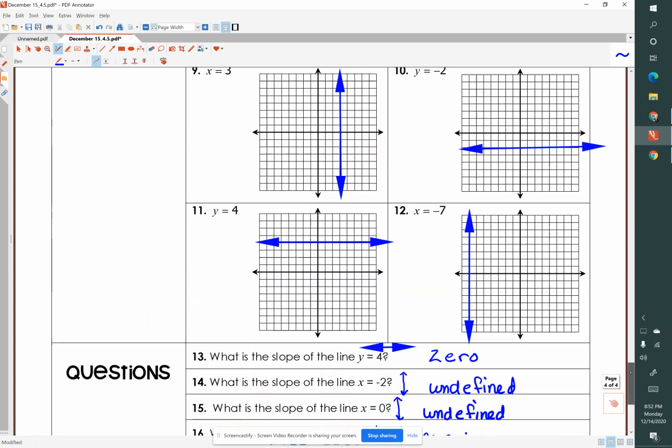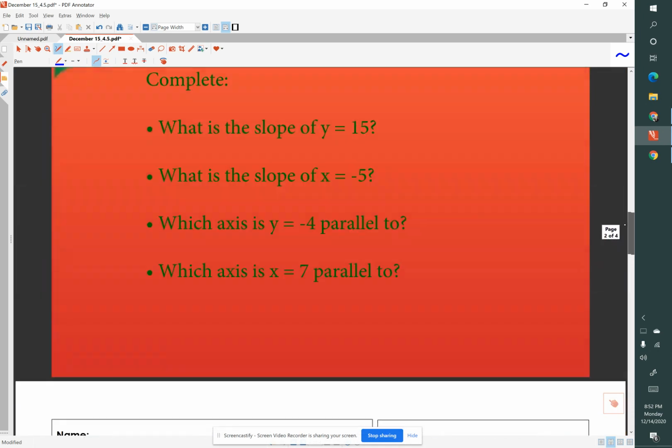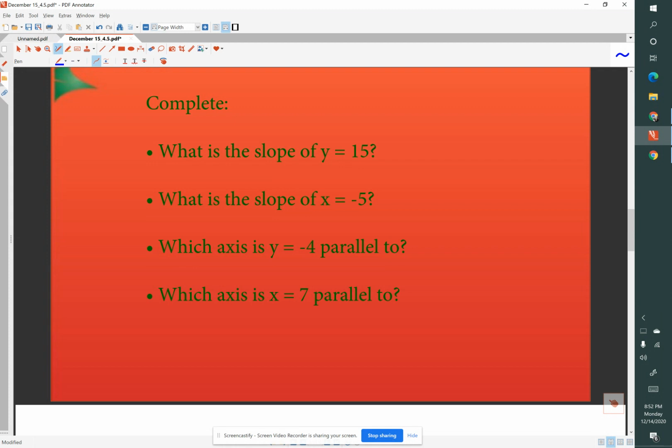So let's go back up to that exit ticket. So what is the slope of y equals 15? So that would be a horizontal line. So the slope would be 0. What is the slope of x equals -5? Well, that would be a vertical line. So I'm going to put a horizontal line here, a vertical line here, and that would be undefined.